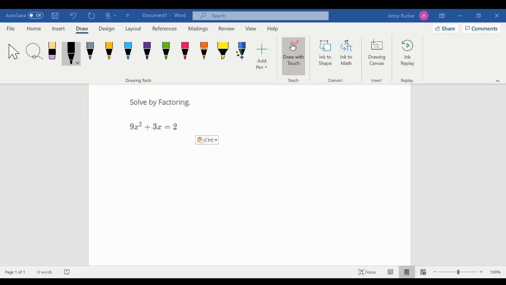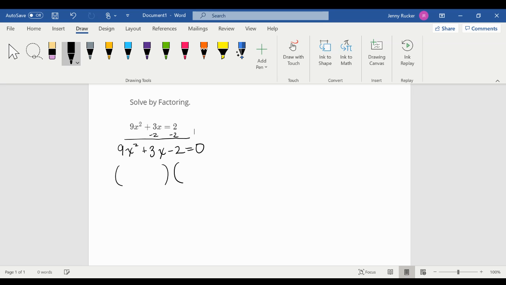In this problem, we are asked to solve by factoring. When we look at our equation, 9x squared plus 3x equals 2, we realize that it's not in standard form. So we need to move this 2 to the other side by subtraction to get our equation in standard form and equal to 0 prior to factoring. So that leaves us with 9x squared plus 3x minus 2 is equal to 0.